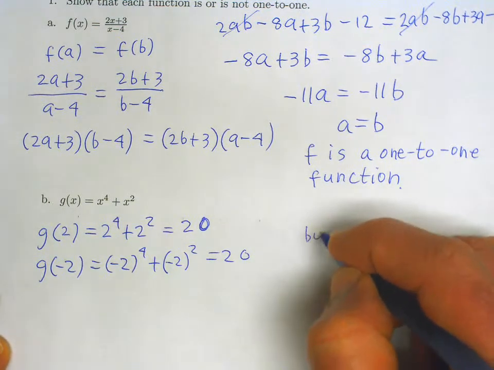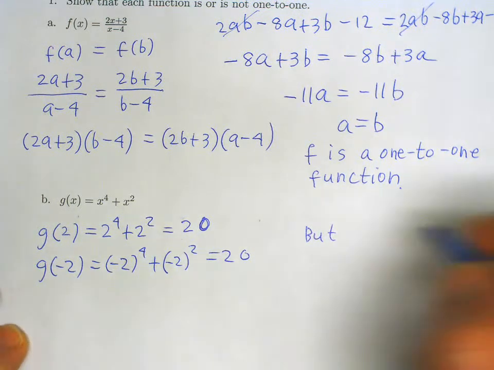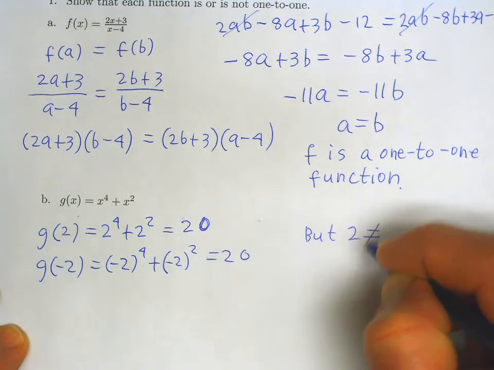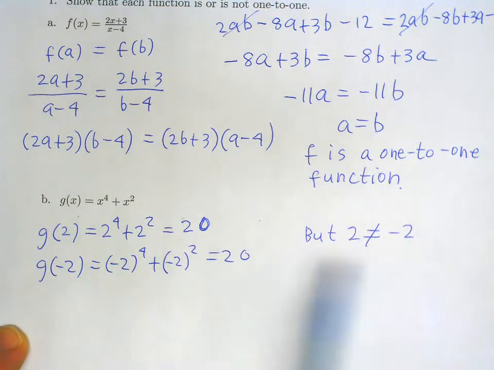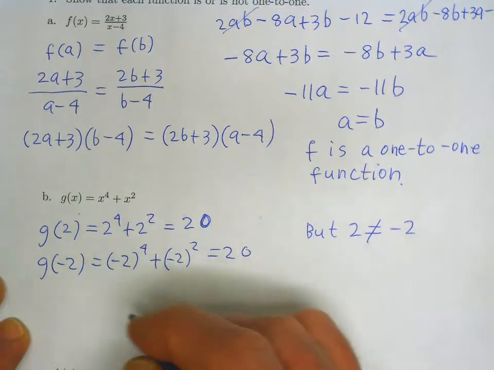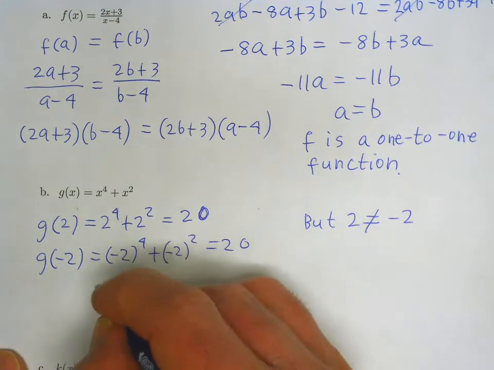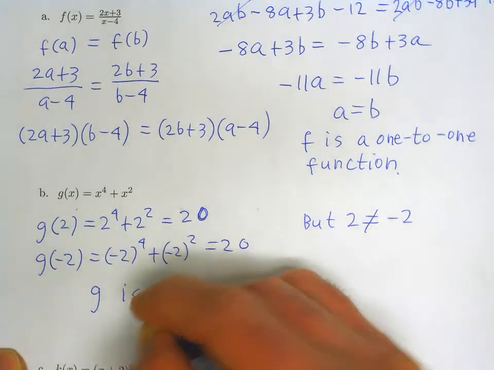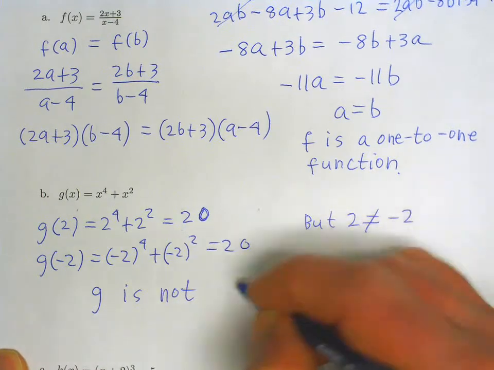And then note that the domain values are not the same. 2 does not equal negative 2, but they each give us the same range value. So G is not a one-to-one function. It violates the definition of a one-to-one function.